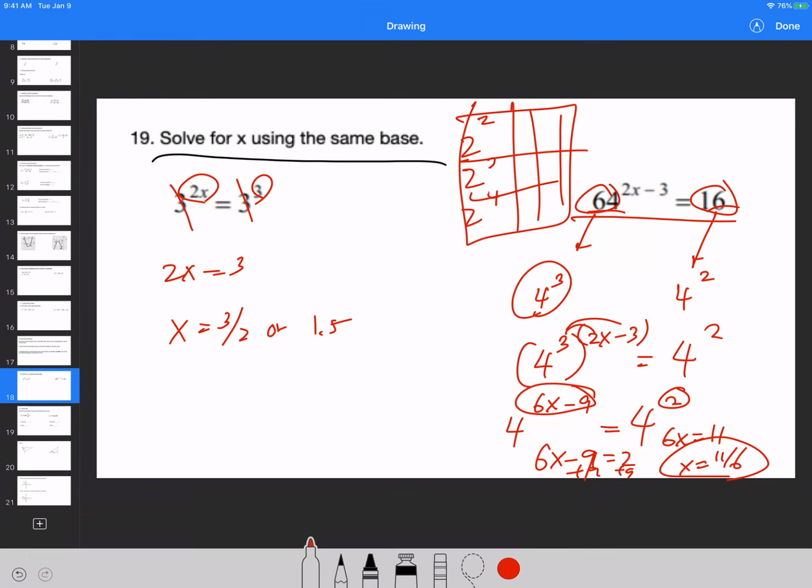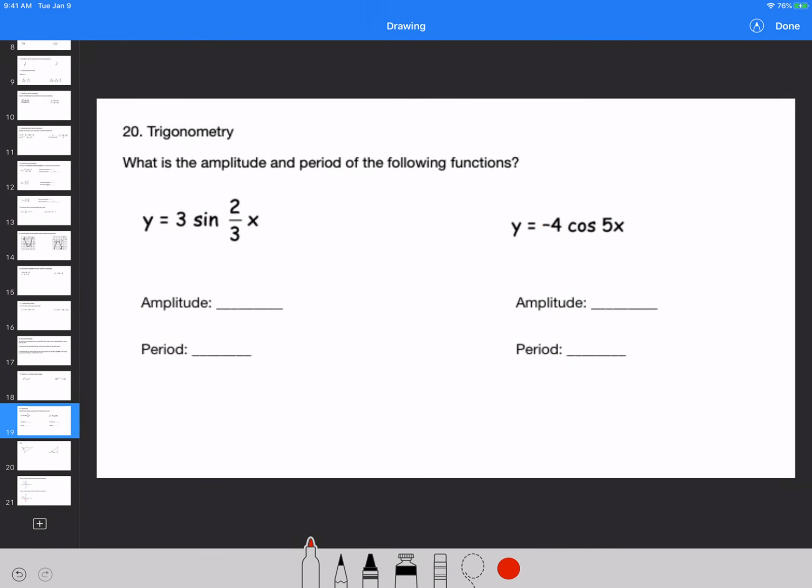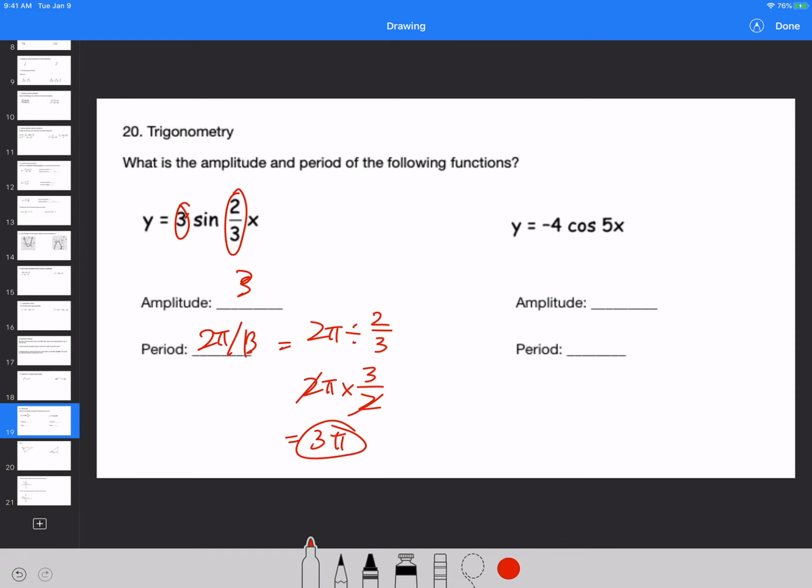Okay. Next question. What is the amplitude and the period of the following functions? Amplitude is whatever's in front of the sine value, so it's 3. Period is 2 pi divided by b. The b value is whatever's in front of x. So that means it's 2 pi divided by 2 over 3. Keep, change, flip. My final period for the first one should be 3 pi.